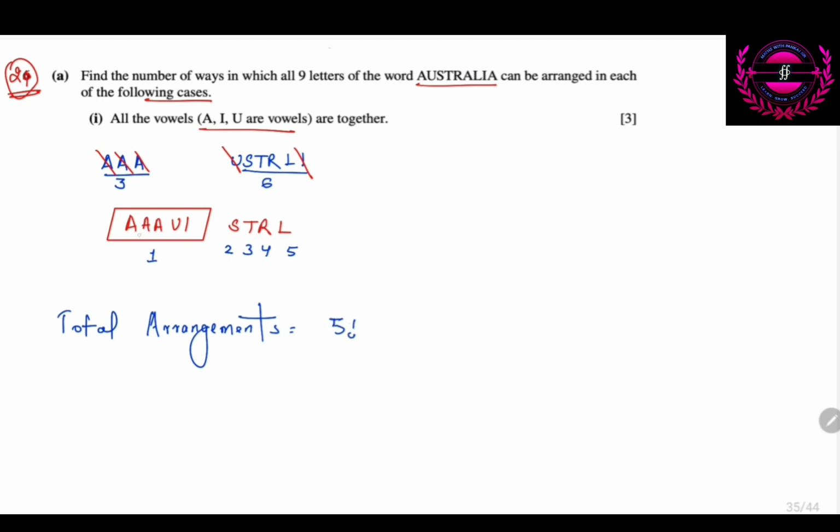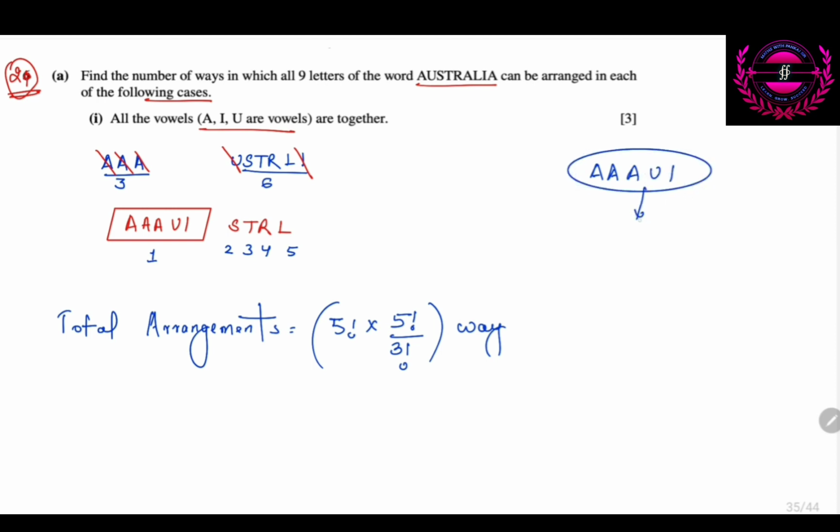But here we have 3 A's and I and U, so these can arrange as well. So these can arrange themselves in how many ways? 5 factorial upon 3 factorial ways due to 3 A's. So the A, U, I can also arrange themselves in 5 factorial upon 3 factorial ways.